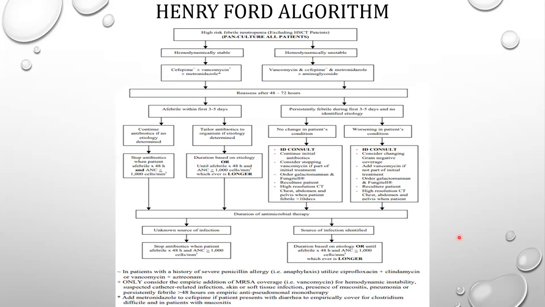This is actually Henry Ford's Tier 1 policy on febrile neutropenia. I'll go over it just a little bit, but it's basically in conjunction with a lot of things that we've been saying so far. For high-risk patients, and in this instance they actually exclude the stem cell transplant patients, pan culture everything. If they're stable, they recommend cefepime. And again, they put in plus or minus vancomycin and metronidazole, but if you look down here, it just depends on the things that we had already spoken about. Is there a skin infection? Is there a catheter-related infection? Are they unstable? That sort of thing.